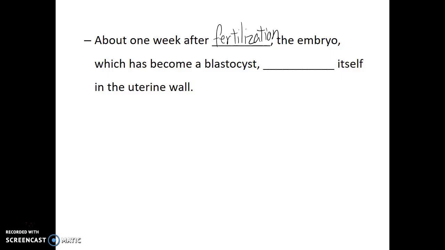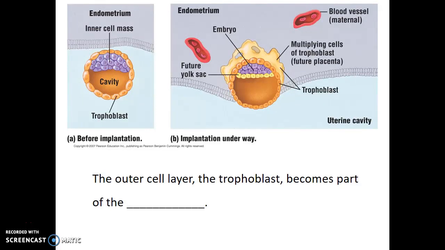The embryo, which has become a blastocyst, implants itself into the uterine wall. One interesting aspect of the human embryo is that the outer layer of the blastocyst is known as the trophoblast, and it becomes part of the placenta, the organ that will nurture and help the embryo develop while connecting with the mother's blood system, receiving nutrients and oxygen. Implantation marks the onset of pregnancy.